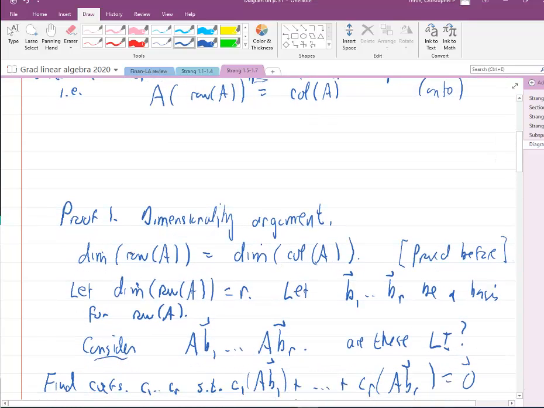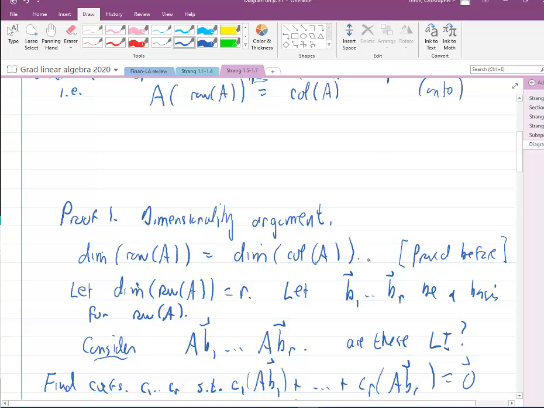Okay, we've proved before that the dimension of the row space is equal to the dimension of the column space. So let the dimension of the row space be R, and let B1 through BR be a basis for the row space of A. Consider these vectors AB1 through ABR. In other words, I'm taking the basis of the row space and mapping them, and I want to see what happens to them.